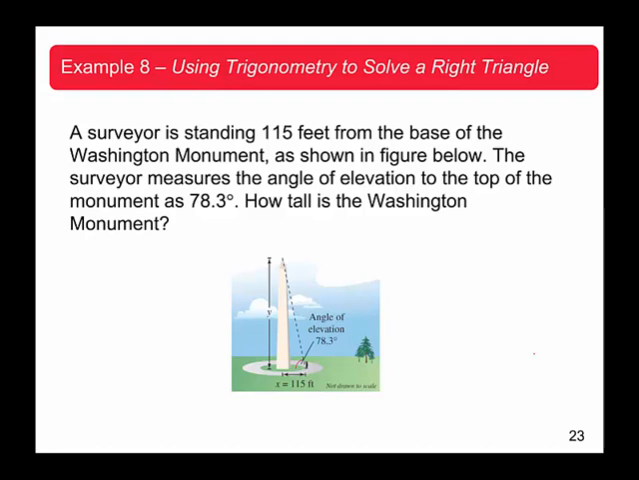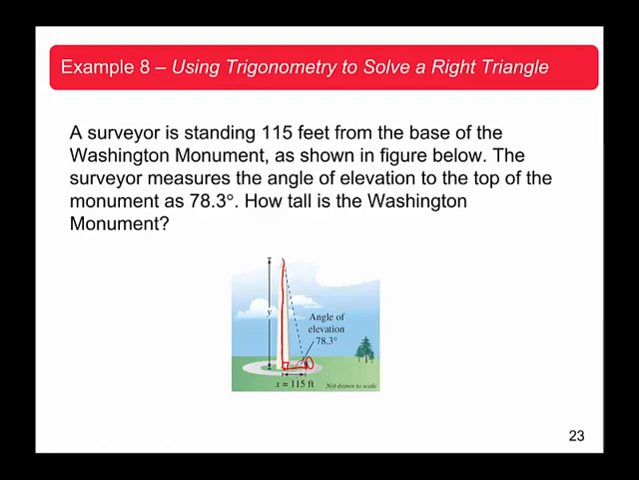Let's take a look at this. Let's say a surveyor is standing 115 feet from the base of the Washington Monument. So this is the person right here, and this is the Washington Monument. The distance between the center of the monument and the person is 115 feet. If you look at it, you can form a right triangle here. The monument is perpendicular to the horizon, to the ground, so you can form a right triangle.